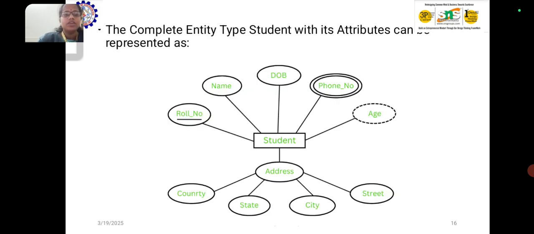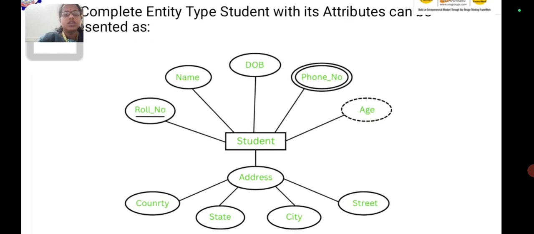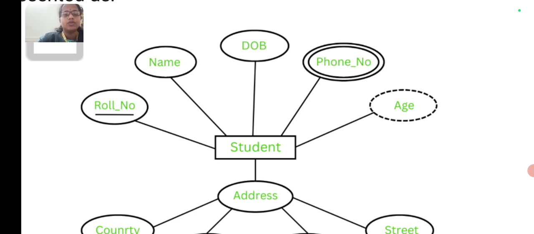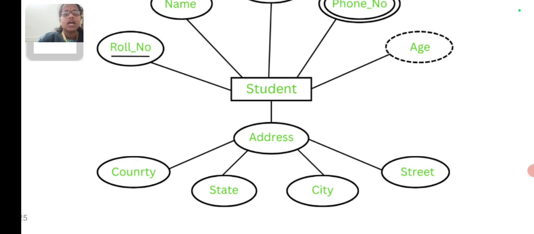The complete entity type student with its attributes can be represented as follows. Here the key attribute is roll number, then name, DOB, phone number and age, and the address consists of country, state, city and street.